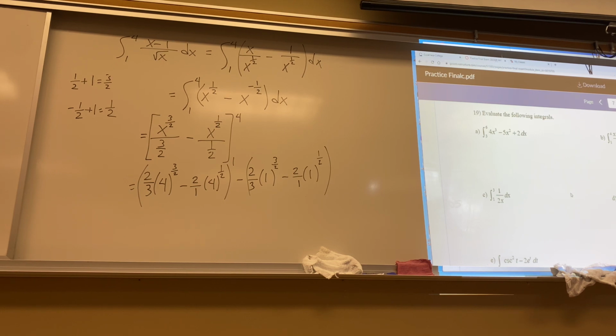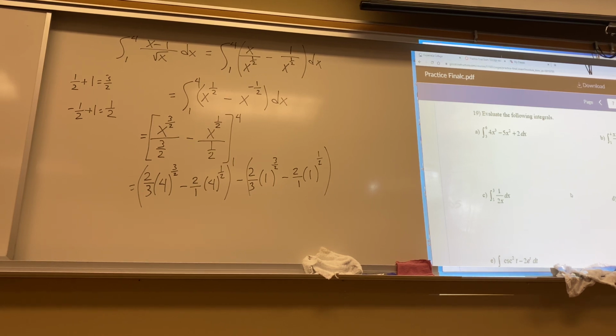Same thing when we had derivatives. If we had, say, 3e to the x, and we took the derivative, what happens to the 3? Nothing, it just stays. Same thing here. The 2 is just going to stay in the problem.